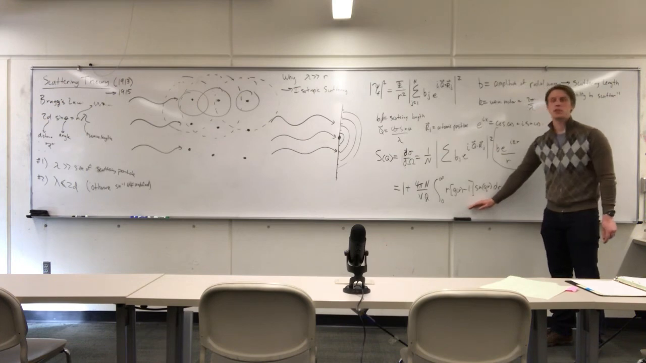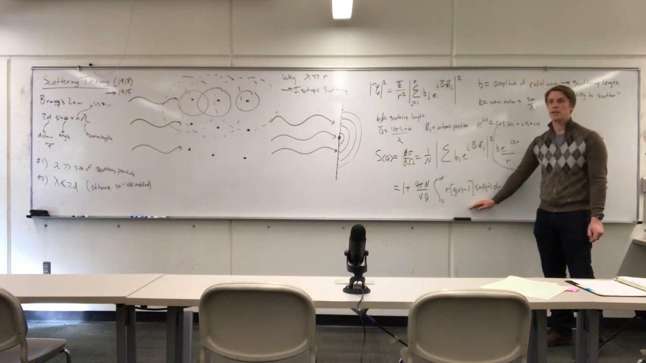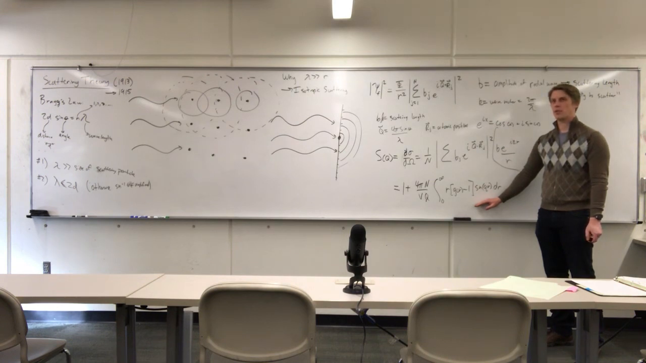If you know the radial distribution function, you can calculate the diffraction pattern. And vice versa, if you know the diffraction pattern, you can calculate the radial distribution function. Any questions before we go on, and I will attempt my demonstration.